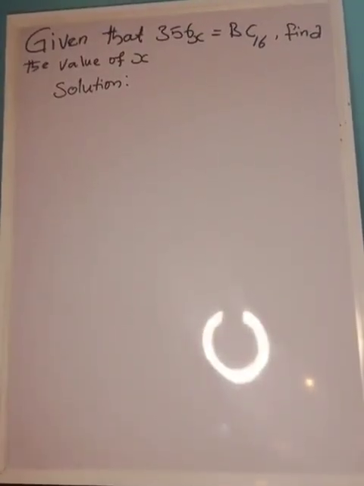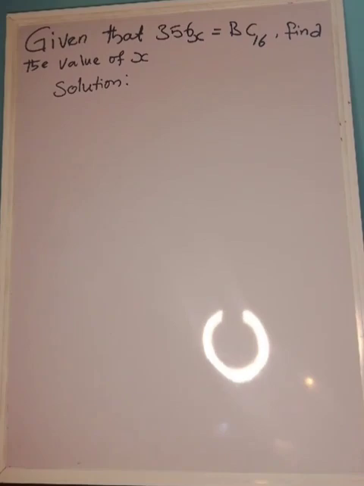Okay, looking on the board, you will see the question. The question is actually from the 2025 UTME. The question reads: Given that 356 in base x is equal to BC in base 16, find the value of x. That is what we have been given, and we are asked to look for what x is.